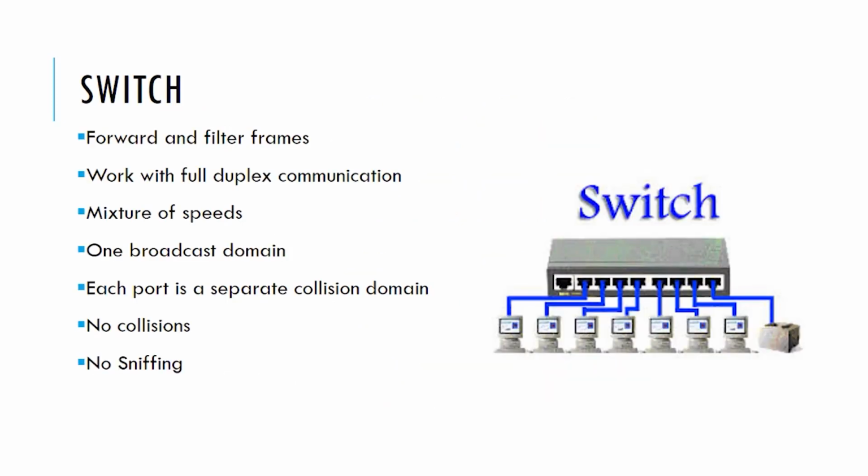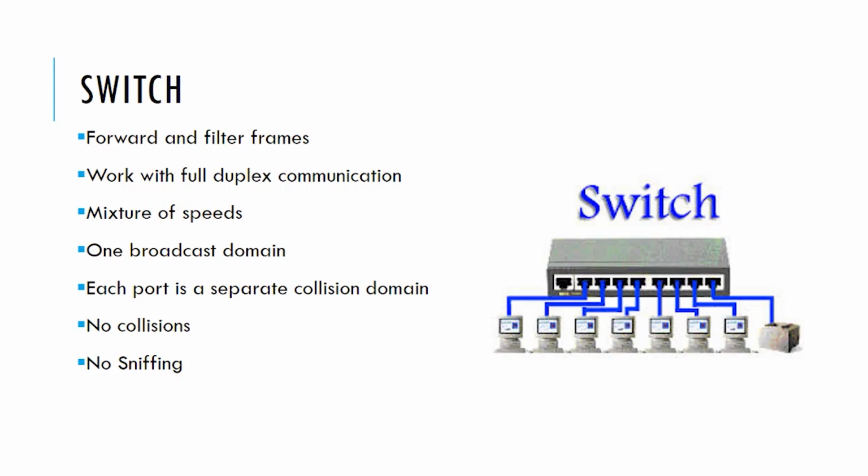The switch. The switch is one of the network devices that is a more recent technology than the hub. It forwards and filters frames. The switch forwards frames among the ports that want to send to the ports that want to receive only. So the switch allows for no collision, and the switch allows for no sniffing. The switch is better in performance, and the switch is a more secure technology than the hub.